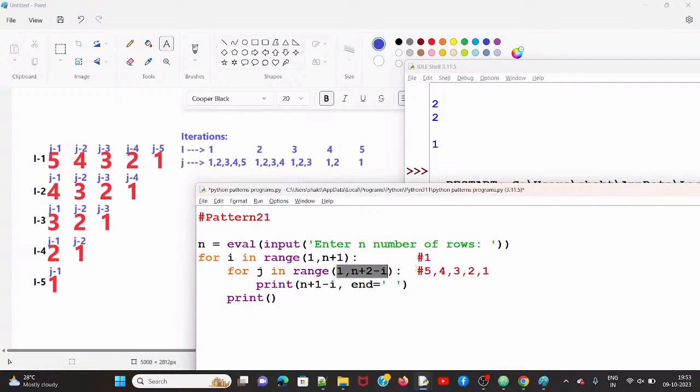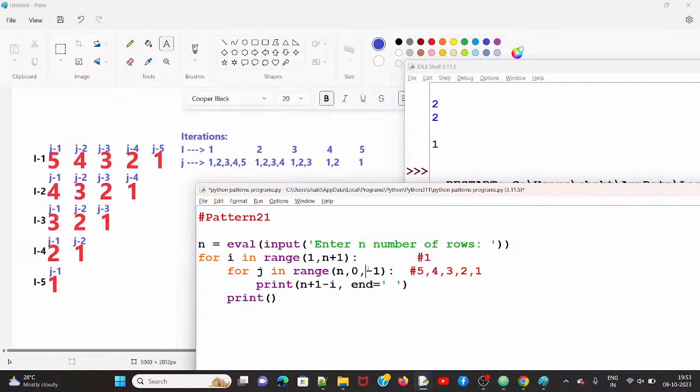So what is the starting value now? The starting is n, right? n means 5. Starting 5, ending I take 0, then decreasing, right? Minus 1, guys. All of you observe here. The starting value 5 up to 0, 0 excluded, so 5 to 1 means 5 4 3 2 1.